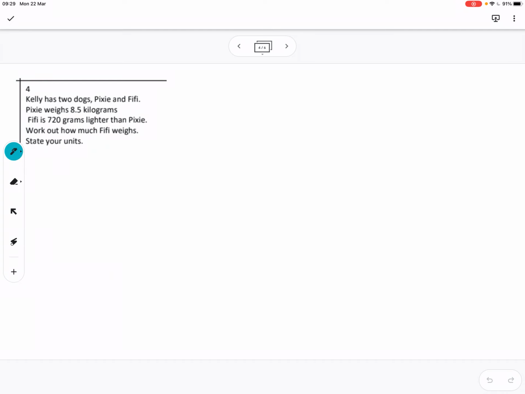4. Kelly has 2 dogs, Pixie and Fifi. Pixie is 8.5 kilograms, and Fifi is 720 grams lighter than Pixie. Work out how much Fifi weighs. So let's get everything into grams. So 8.5 times 1,000 equals 8,500 grams. So I can now subtract my 720 from my 8,500. So that's fine.